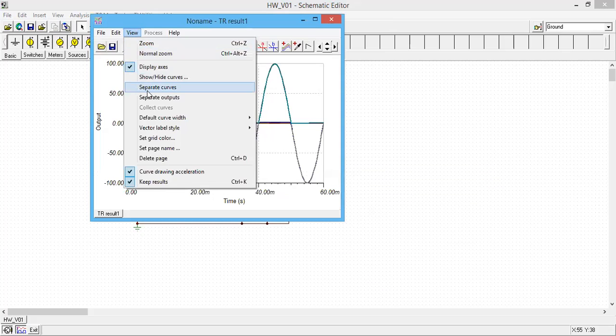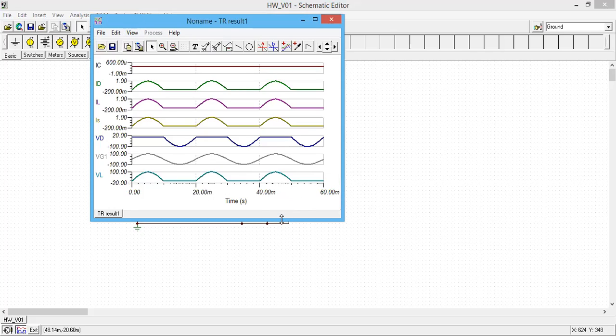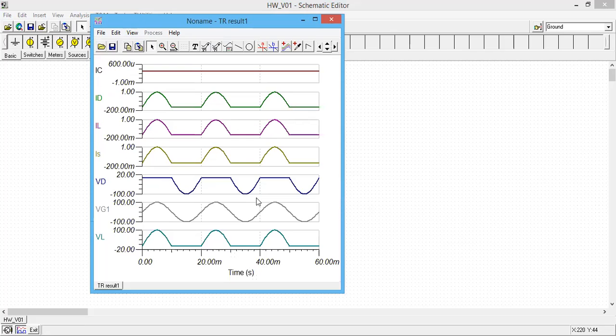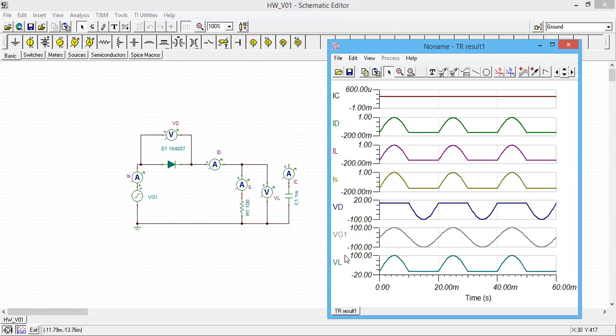I go to and use separate curve options, so I can see now. You can see this is my supply voltage, which has a 100 volt peak and 50 hertz, and the load current. The output voltage is this one, right? During the positive half cycle, D1 conducts, and during the negative half cycle, D1 stops, and the current of the output will be 0.